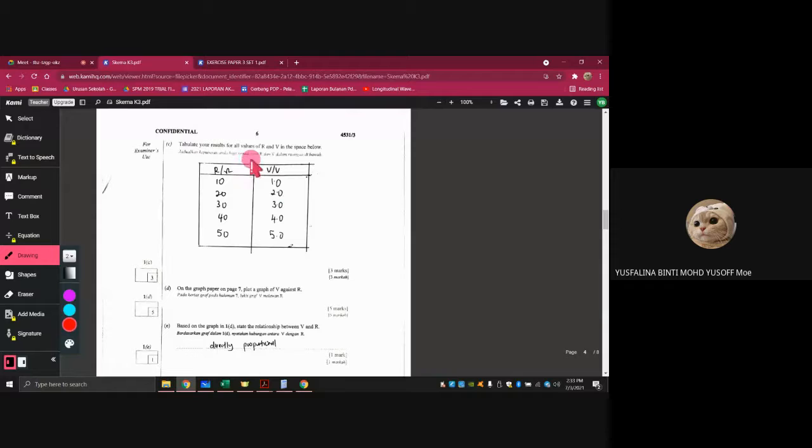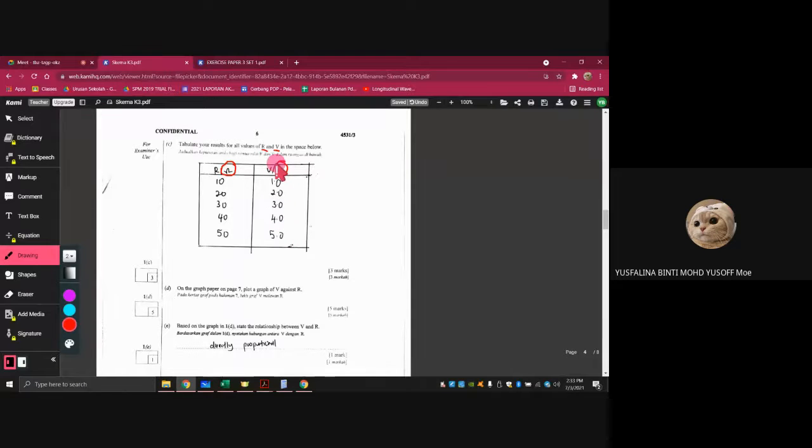So for the table, it says R and V, which means you have two columns, R and V. And some of you forgot to put the unit. So you must have the symbol and unit. Symbol and unit. You must have the symbol, you must have the unit. And also for the decimal point.